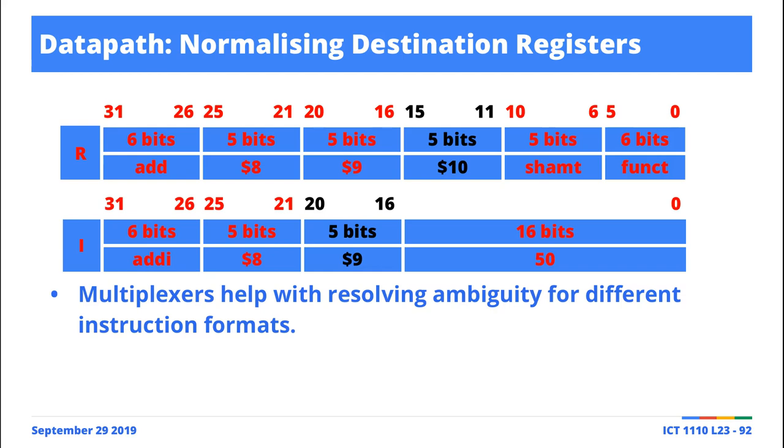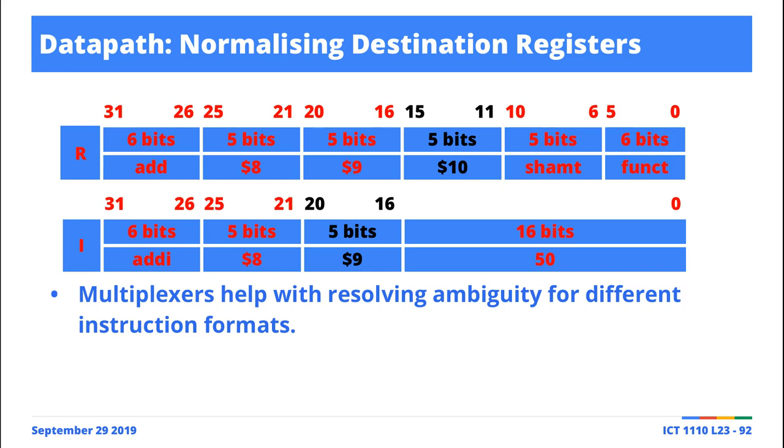Bits 15 to 11, opcode, RS, RT, RD, shift amount, funct code, right? But if you're dealing with an I format instruction like add I, the register component that acts as a storage location, as a destination register, is actually RT, the target register. You remember this, right? Opcode, RS, RT. There's no RD.